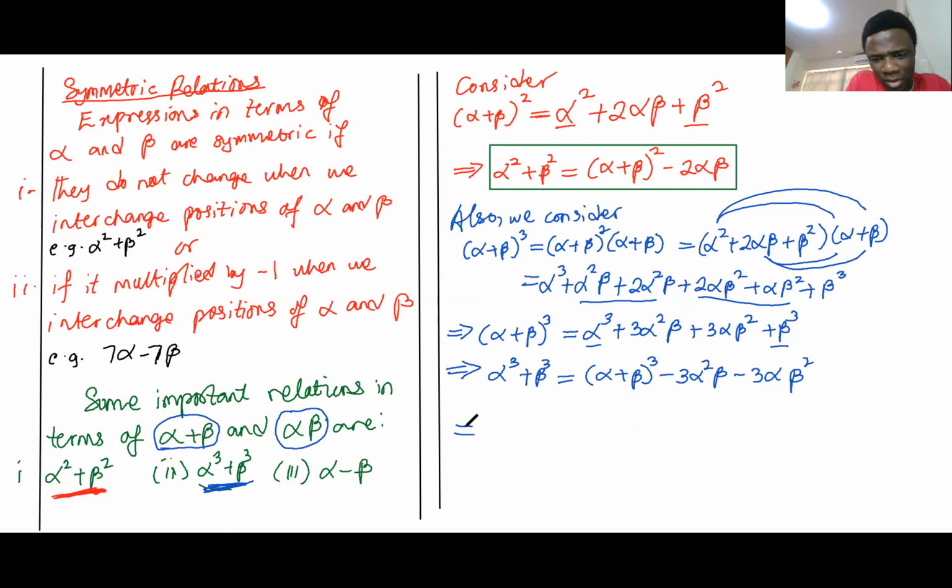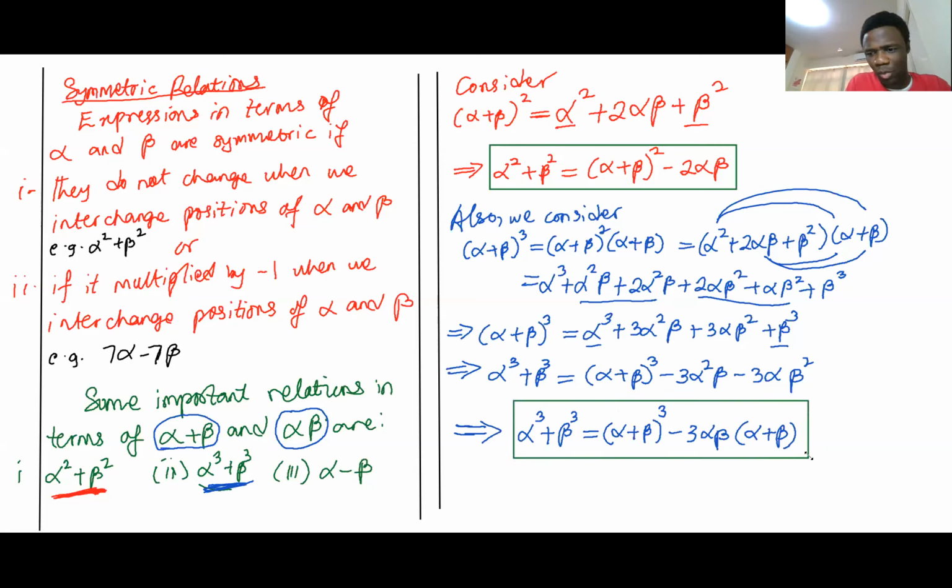So that's how we now get to the last point. Alpha cube plus beta cube is actually the sum that we have found raised to power 3. You subtract 3 times the product, and you multiply that by what? What do you have in the bracket? Alpha plus beta. Does this look like the goal? Yes. As long as we have it in terms of alpha plus beta and alpha beta, we are good. This is the goal.